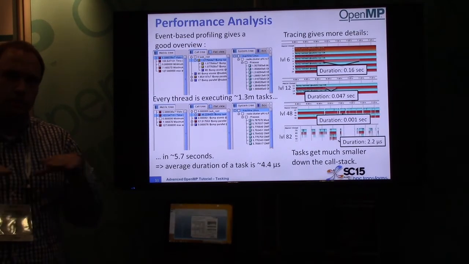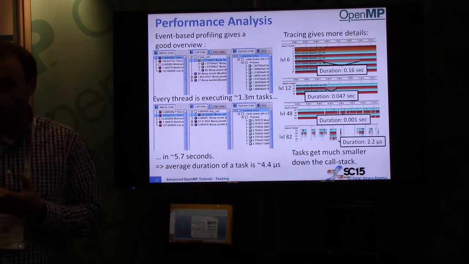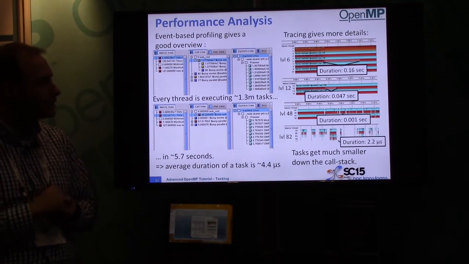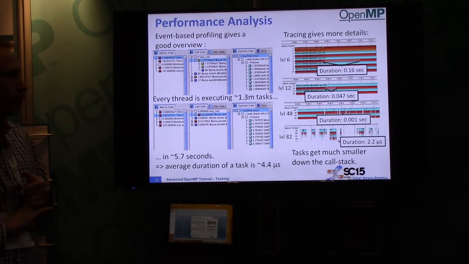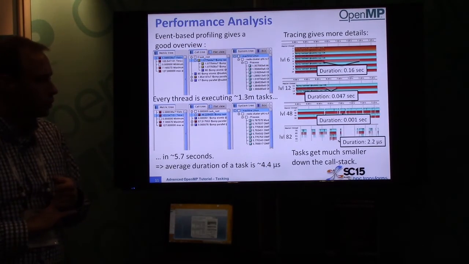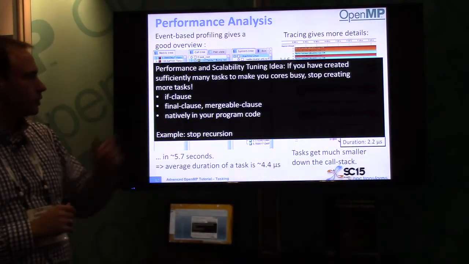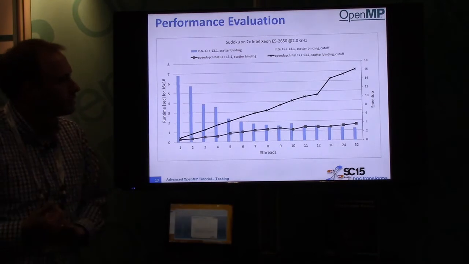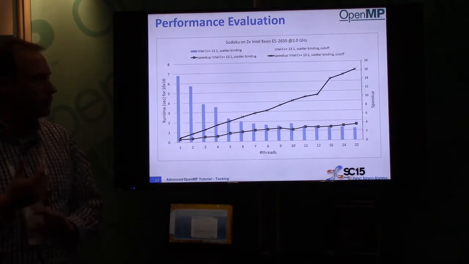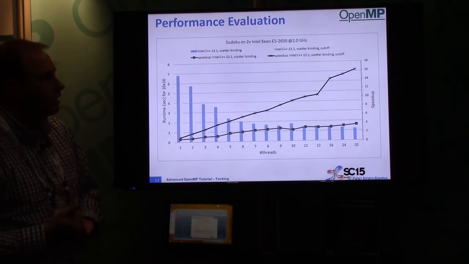So the pattern to solve this problem is the so-called cutoff. At some point, when we have created a sufficient amount of tasks, we have to stop creating more tasks. There's a clause for that in OpenMP, the if clause, which I will show on the next slide. And if we do that, the if clause will solve the problem here, we come up with a speedup that's shown at the black line. So we have a linear scalability with the number of physical cores in the machine.